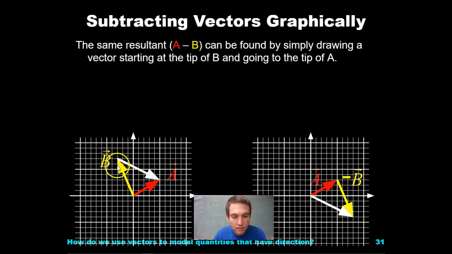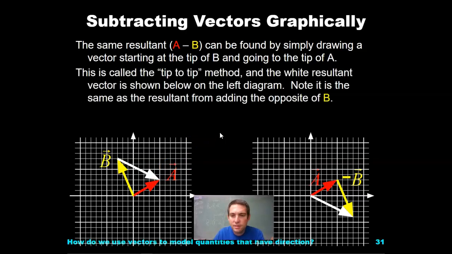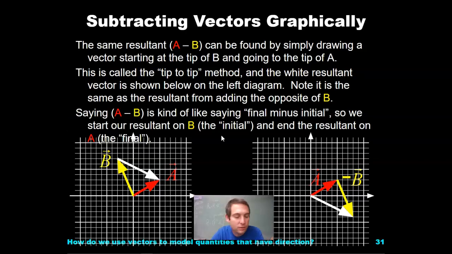Tail to tail. The same resultant a minus b can be found simply by drawing a vector starting at the tip of b and going to the tip of a. This is called the tip to tip method, and the white resultant is shown below in the left diagram. Note it is the same resultant from adding the opposite of b, so it doesn't matter either way. Saying a minus b is kind of like saying final minus initial, so we start our resultant on b and end on a, the final.